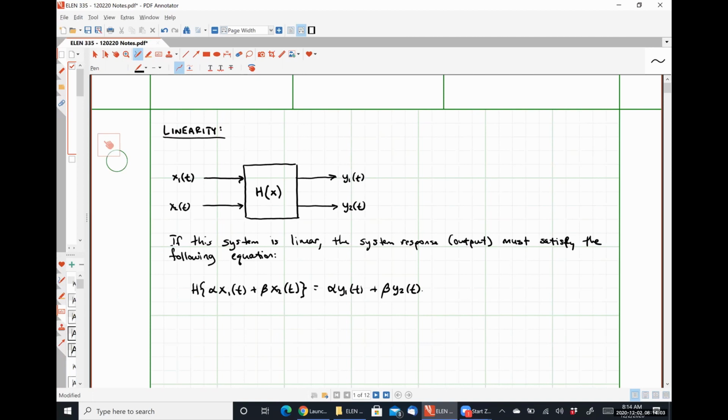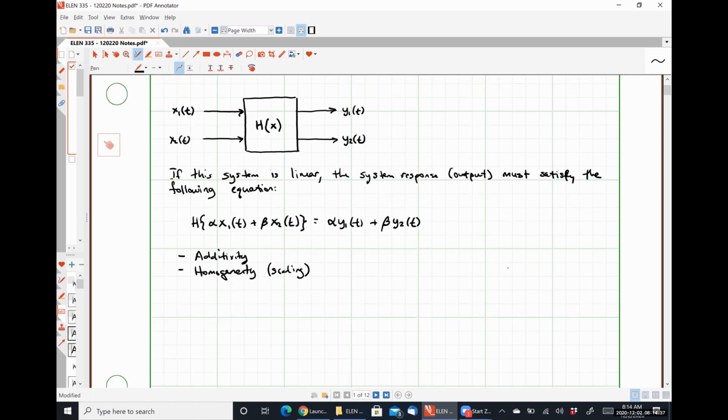Now, this is a fairly complicated looking mathematical expression, but it really can be boiled down into two distinct properties that a circuit, network, or component must satisfy in order to be considered linear. Those two properties are the additivity property and the homogeneity, or scaling property. And we're going to talk about both of those.